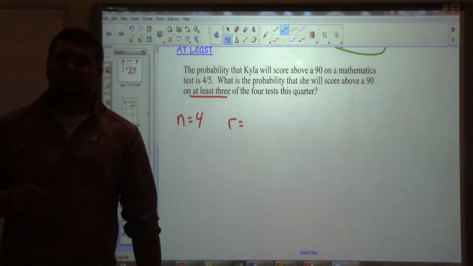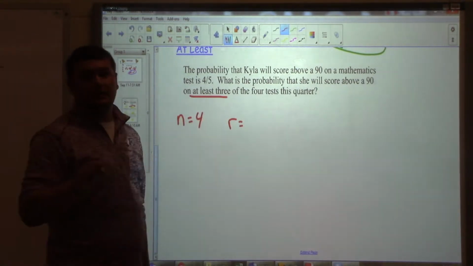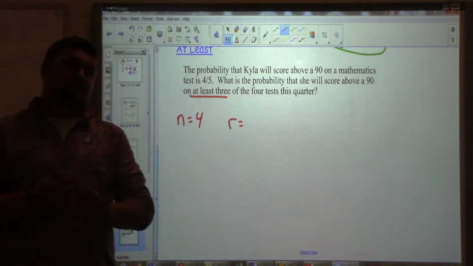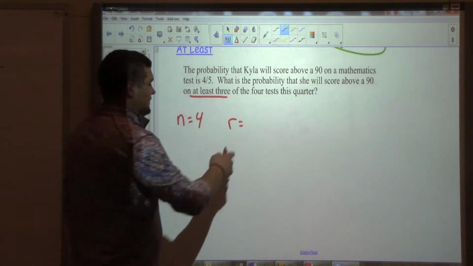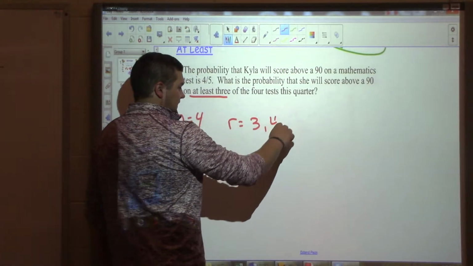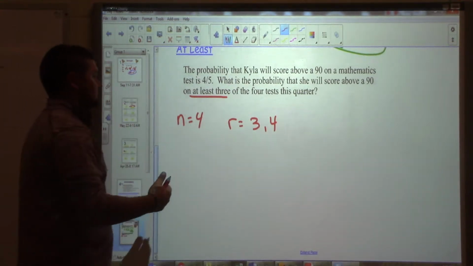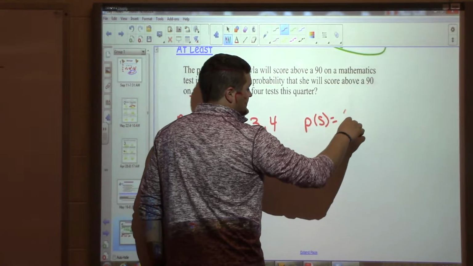3. I could have 3. I want at least 3. So I could have 3 or 4. Greater than or equal to 3, right? 3 or 4, because I'm only going up to 4. So r is going to equal 3, and it's going to equal 4. And I'll show you how we do that in a second. So the probability of success is still 4/5.